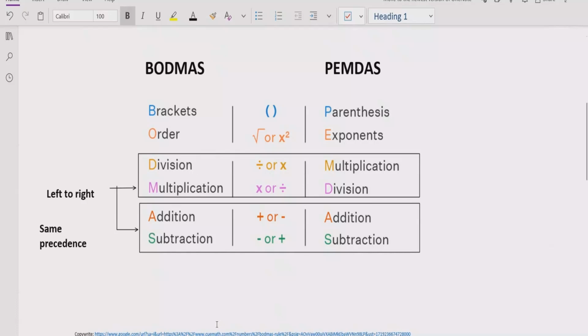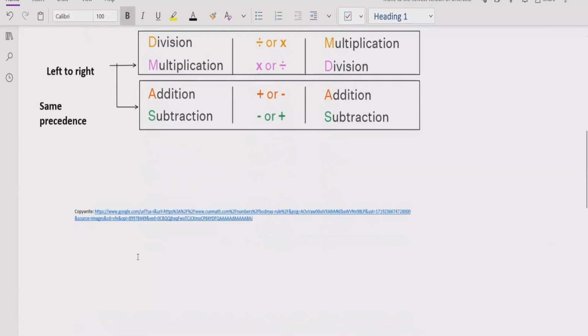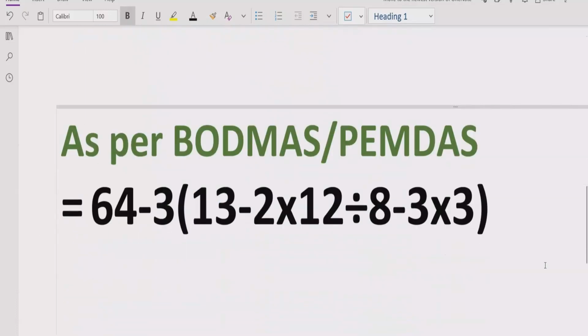Step number 3, you have to solve division and multiplication. So what you have to do, you have to go left to right in your expression and find out division and multiplication. Both have similar precedence, so you can solve any of them which is coming first. Similarly, for addition and subtraction, we have the same rule. We can solve addition first if it is coming first, and we can solve subtraction first if it is coming first. So now move forward to solve the given expression.